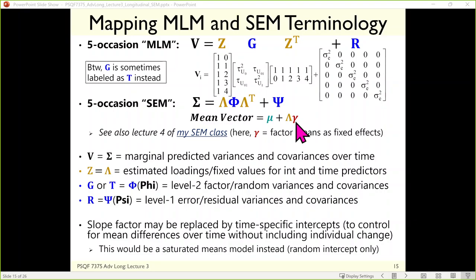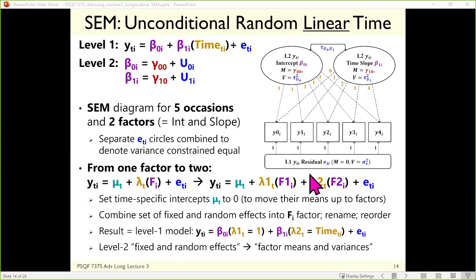I have a note at the bottom here that sometimes you will see longitudinal models in which people do estimate the intercepts and they don't use a slope. So if I go back to the previous slide, if I don't have beta 1 in the model and all I have is an intercept, if I do it this way with the loadings all fixed to 1, then what I'm saying is that everybody has the exact same, that the mean is constant over time.